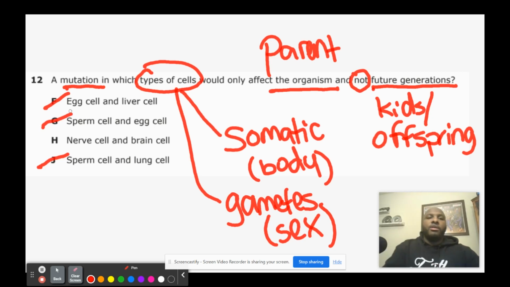It would be nerve and brain cells. So if you have something that happens in the skin cells, brain cells, nerve cells, those are body cells. It would not be passed down to the offspring. So your correct answer is H.